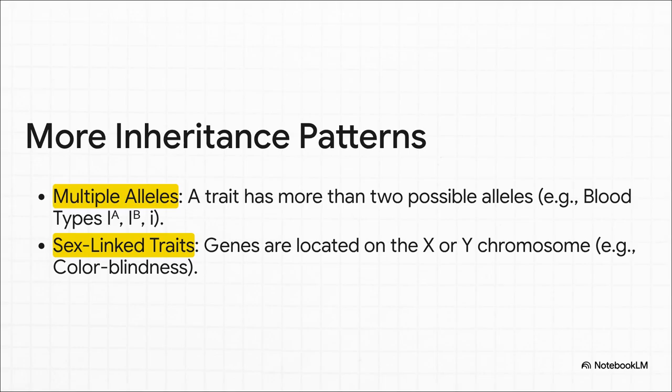And there are just a couple more patterns you gotta know. Some traits have multiple alleles, which just means there are more than 2 options out there in the population, like the A, B, and O alleles for blood type.